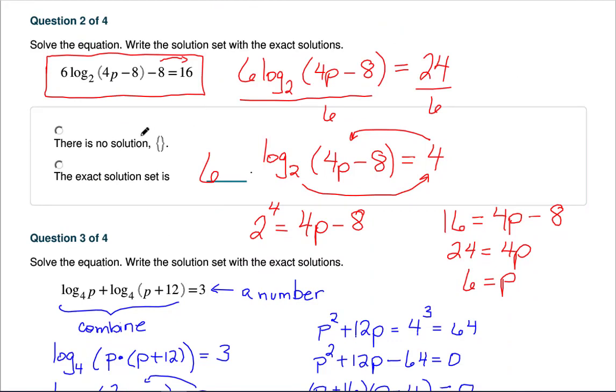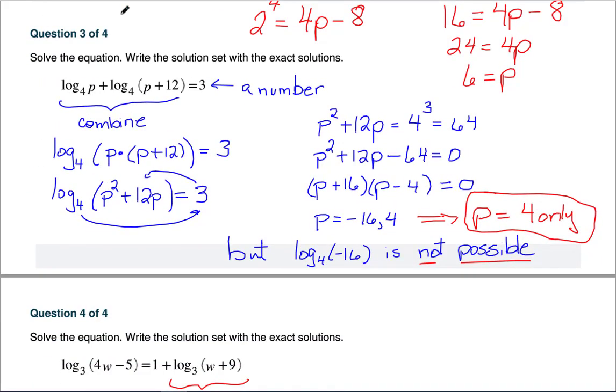In question 2, let's clean this up a bit. Move the 8 over. 16 and 8 is 24. Divide by 6. That looks better. And so now 2 to the 4th has to equal this stuff on the inside. What is 2 to the 4th? 2 to the 4th is 16. And so now we can add 8 and then divide by 4. So P is 6. Is 6 okay? 4 times 6 is 24. 24 minus 8. That is positive, so we get to keep it. That's okay.